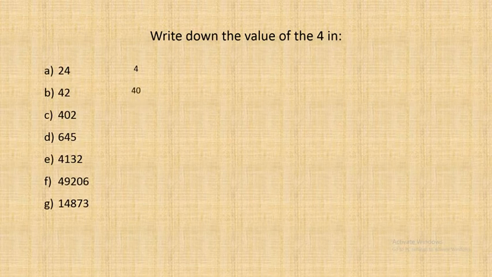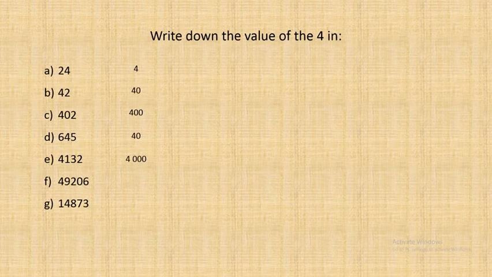And number C, here it's 402. So the value of this 4, this 4 is in the hundreds place. So it's 400. And the next question, I'm sorry, it's 645. So this 4 is in the tens place, so it's 40. Yeah, perfect. Here, 4,132, so this 4 is in the thousands place, so it's 4,000.